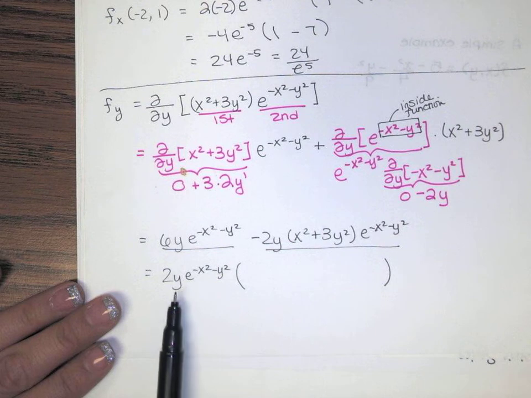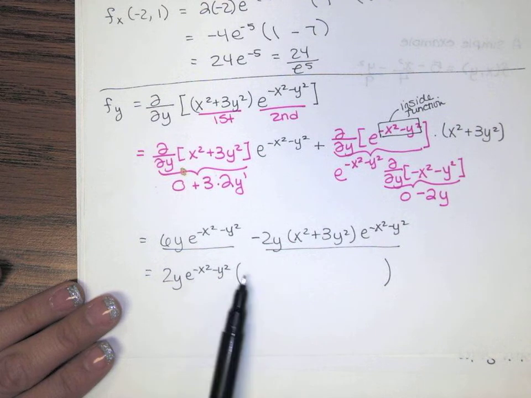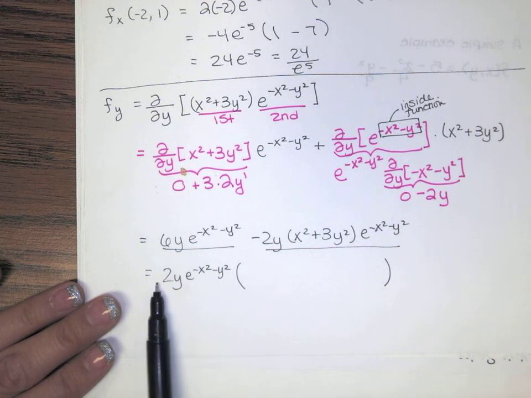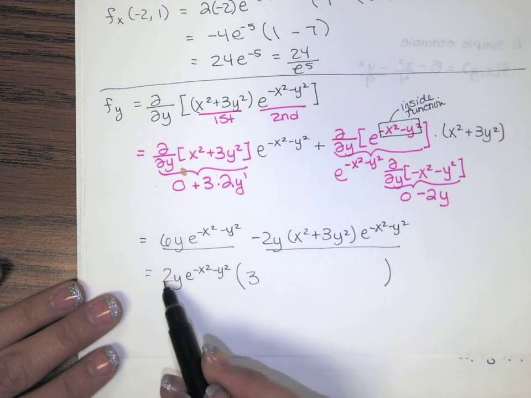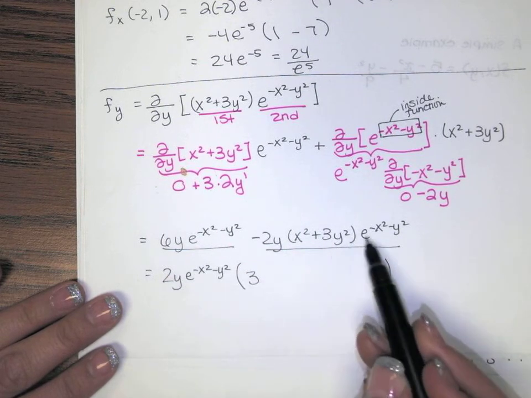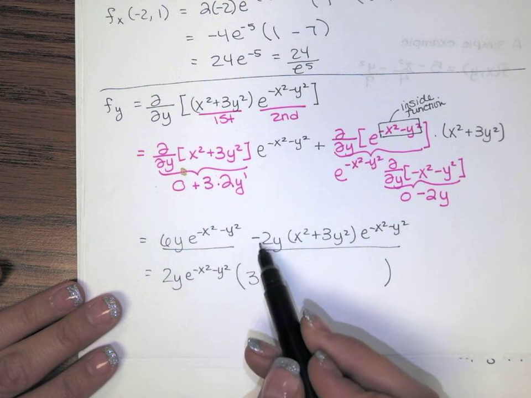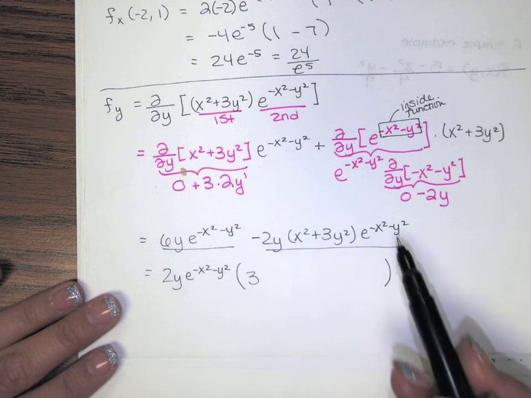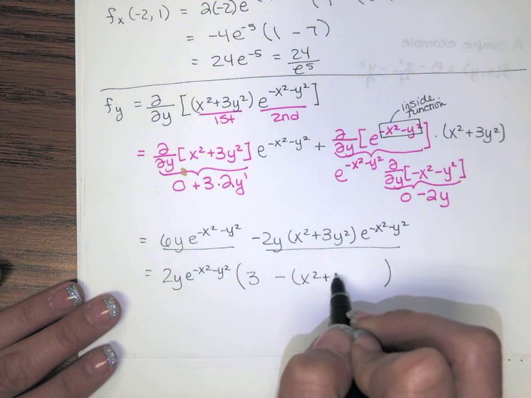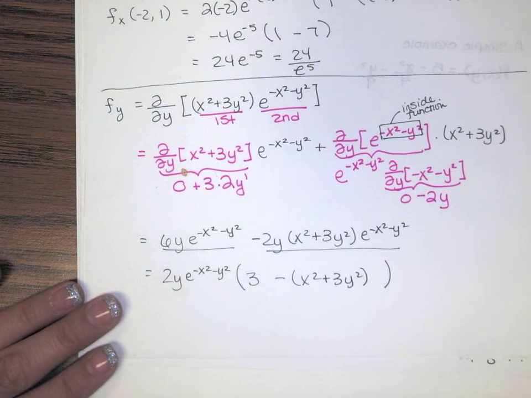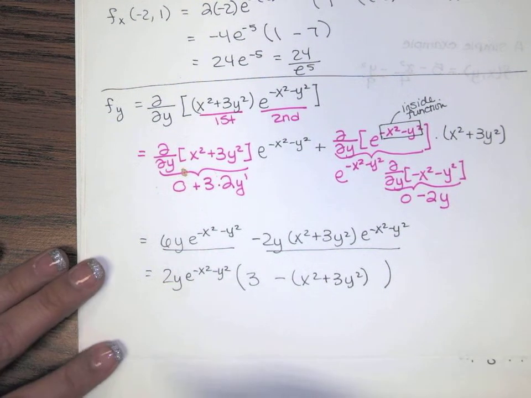So then I ask myself, this times what gives me my first term? The missing factor is a 3. And then I say, this times what gives me the second term? Well, I already have the 2y, I already have the exponential. I need the minus and the quantity x squared plus 3y squared. All right, so that's the partial of f with respect to y.